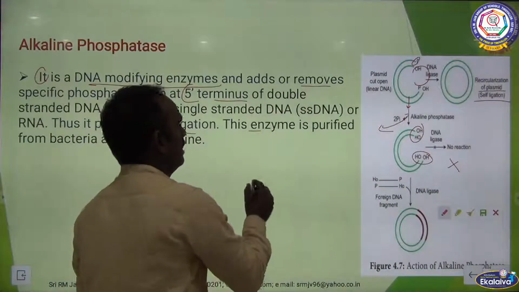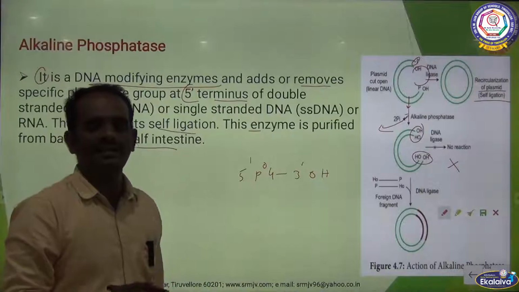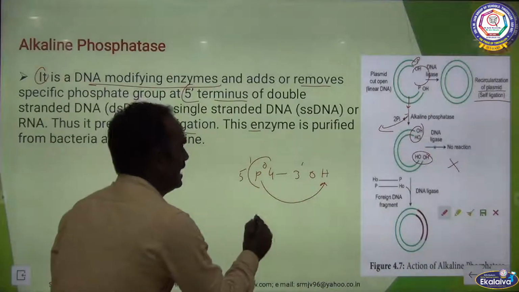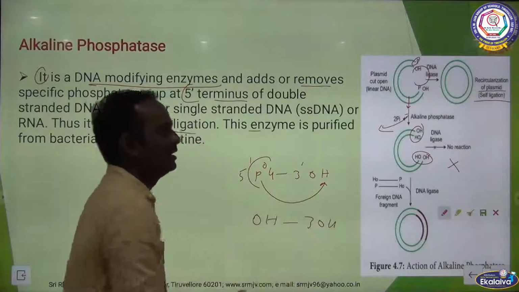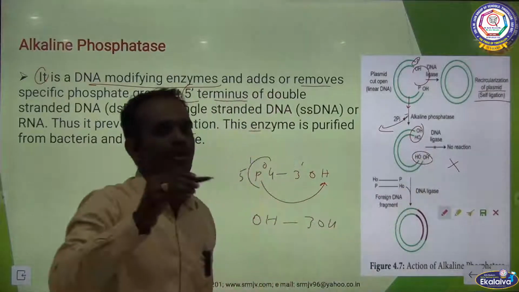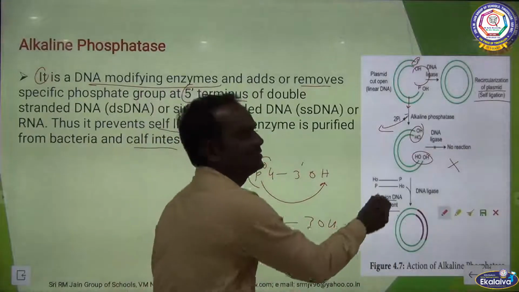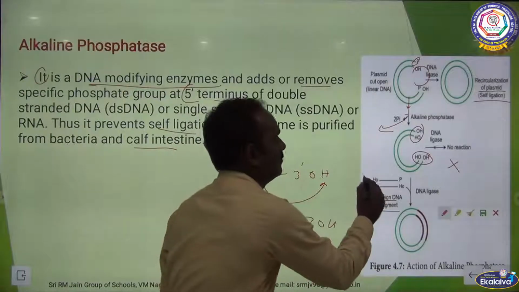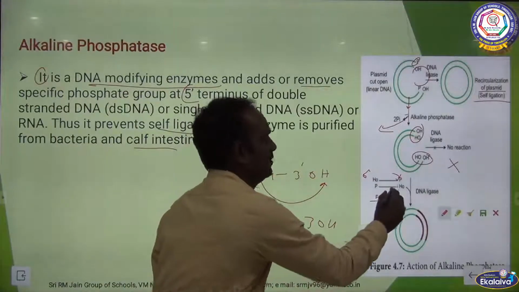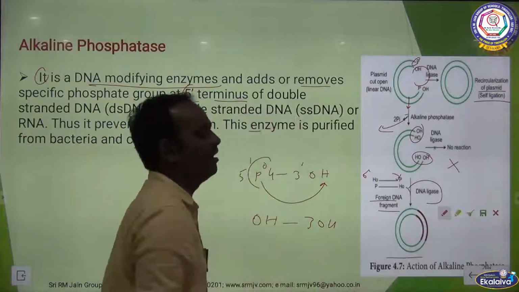DNA ligase only acts on a 5' phosphate end with a 3' OH end. So DNA ligase only joins the phosphate end with the OH end. It will not act on OH. So alkaline phosphatase removes the phosphate on both strands. Now both strands have OH. Then the foreign DNA fragment has two strands, one starting from 5' to 3' having a 5' phosphate and another having a 3' OH. Now with the help of DNA ligase, it is joined and we finally get the rDNA.